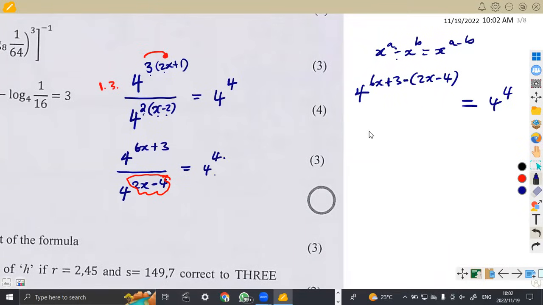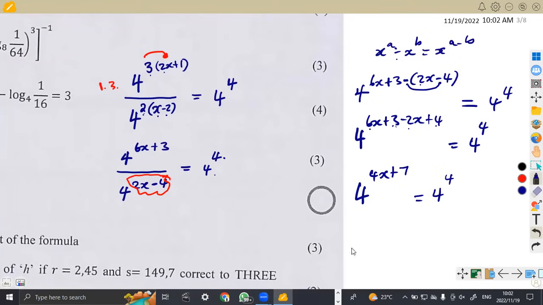Okay, so let's simplify first. The left-hand side, we're going to have 6x plus 3. Negative times x times 2, that's negative 2x, negative times negative here, that's a positive 4, which is equal to 4 to the exponent of 4. Collect like terms, that's 6x minus 2x, which is 4x. So it's 4 to the exponent of 4x. 3 plus 4, we are adding 3 and 4, which are the like terms, that is 7. And we are going to have 4 to the exponent of 4.